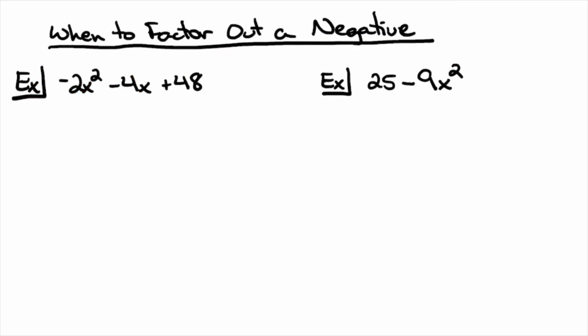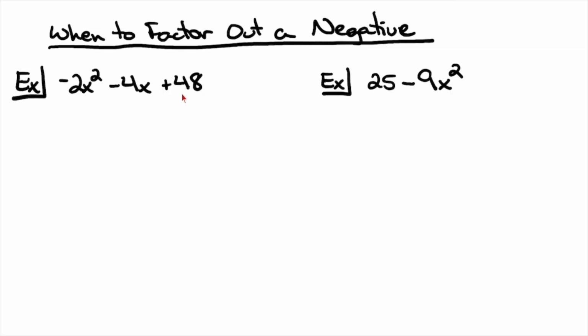In these couple of examples here, we're going to talk about when it's appropriate to factor out a negative and when it is not necessary. All right, in this first example right here, I have a trinomial. The leading coefficient is negative. Now let's say it's got a greatest common factor, which it does.